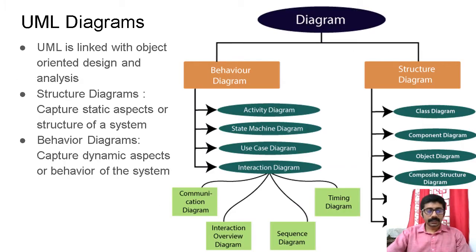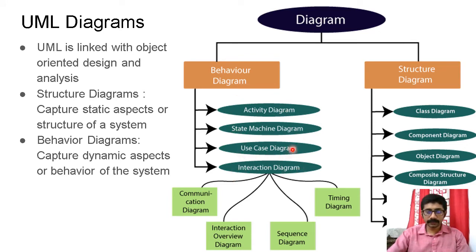UML diagrams. UML is linked with the object-oriented design and analysis. We can broadly classify the UML diagrams into two categories: behavior diagram and structure diagram. Structure diagram capture the static aspect or the structure of the system. Behavior diagram capture the dynamic aspect or the behavior of the system. There are different behavior diagrams: activity diagram, state machine diagram, use case diagram, interaction diagram.